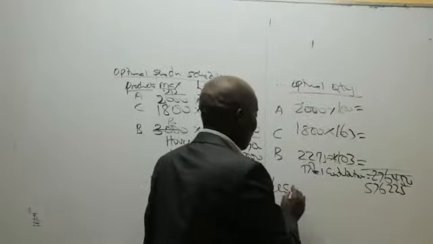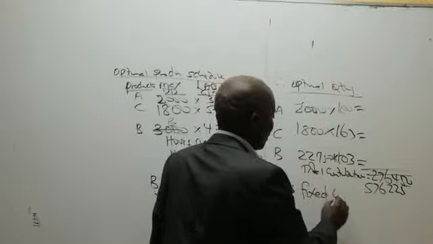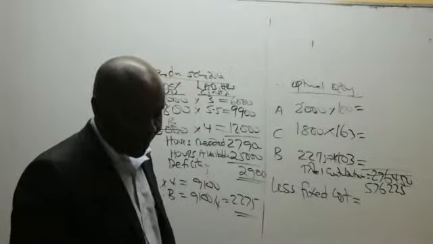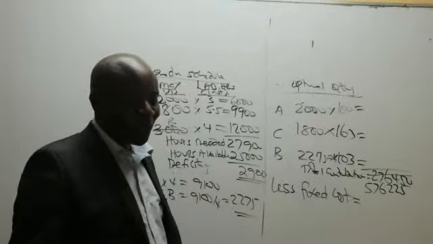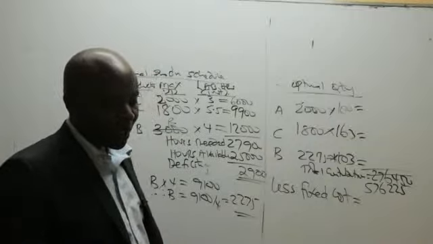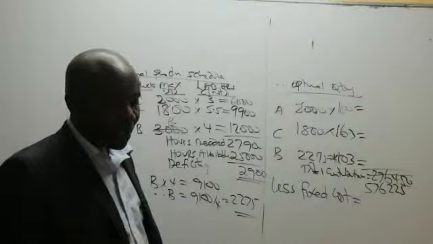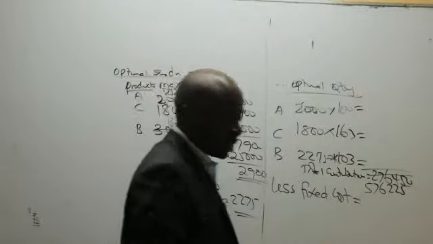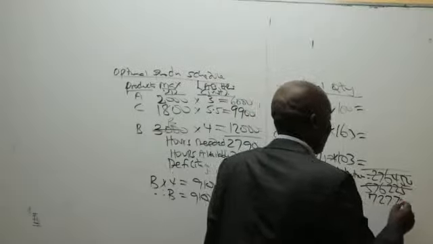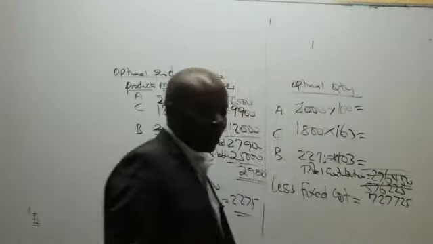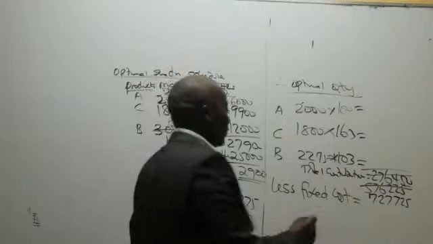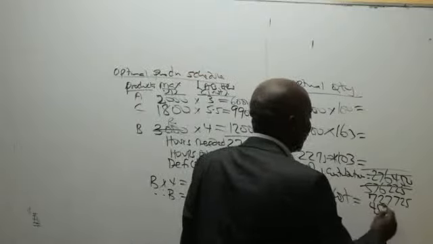Then come under less the fixed cost. The total is supposed to be 727, 725. I think Damaris can't cheat. So from there, less fixed costs.